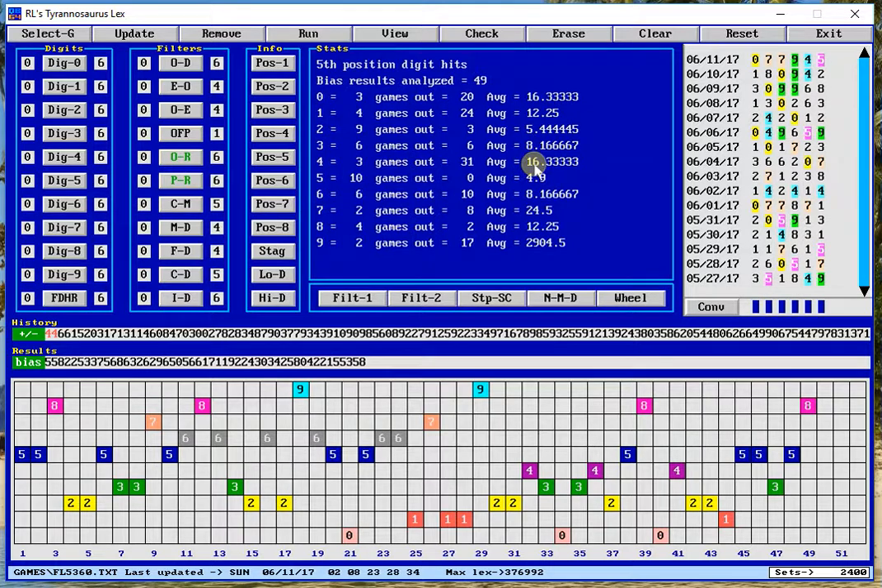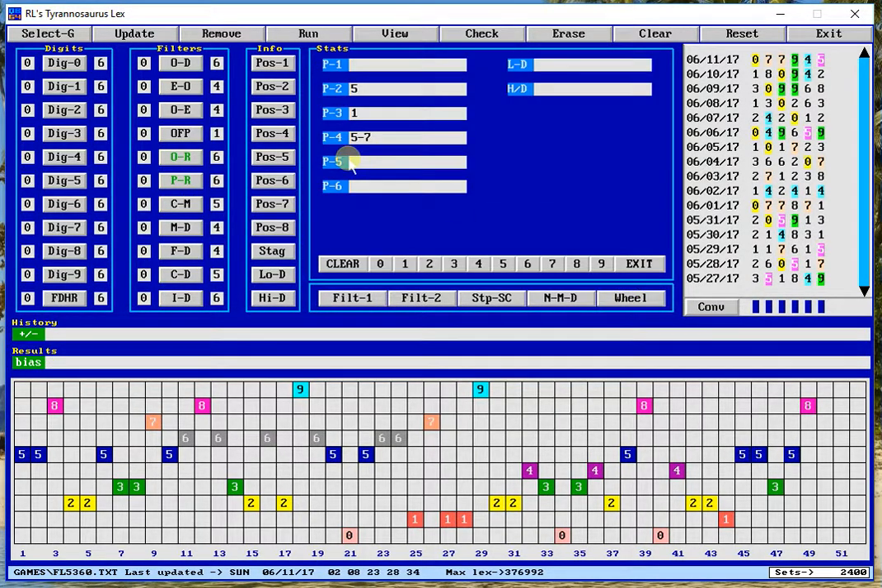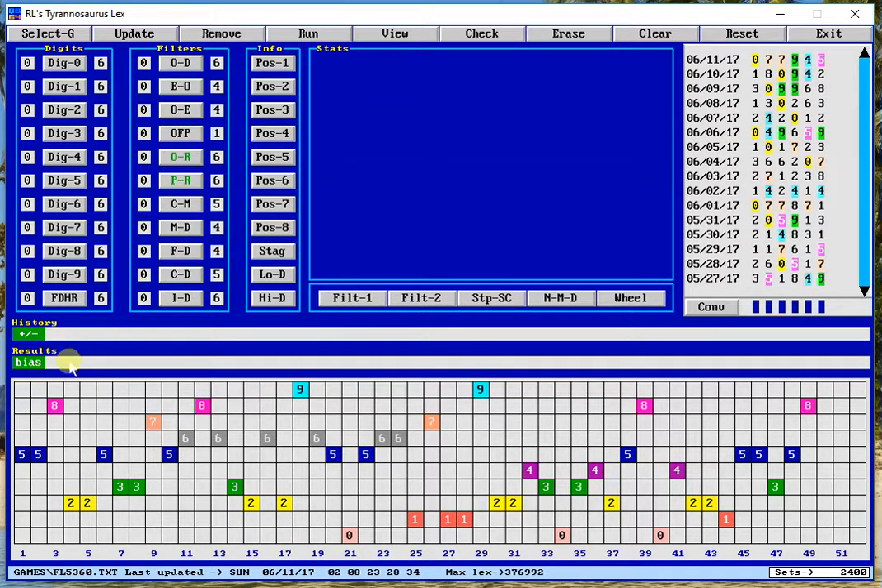And I'm just going to look down through here a couple more times. This would be a 32. So I would probably go with a 1 and a 4 in this particular case. So for position 5, I would go with a 1 and a 4. Basically, that's how I use the average.